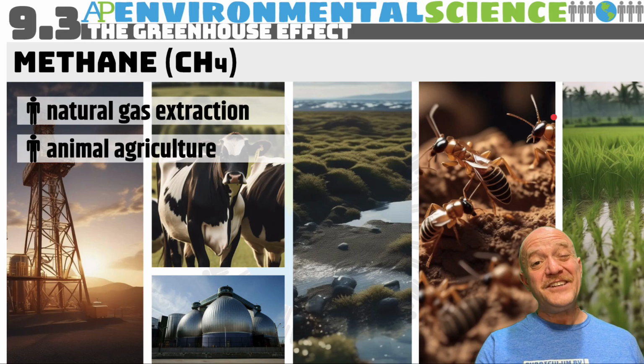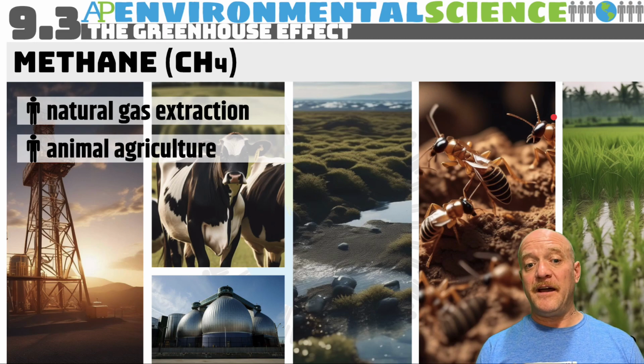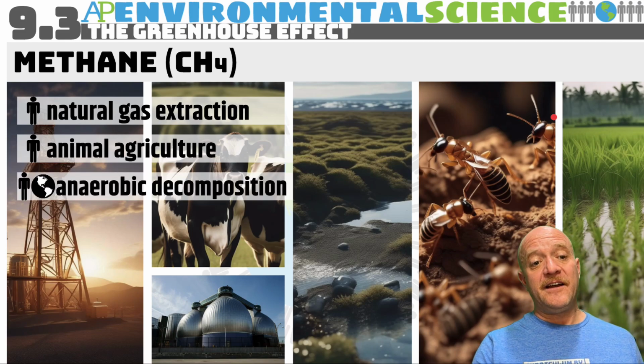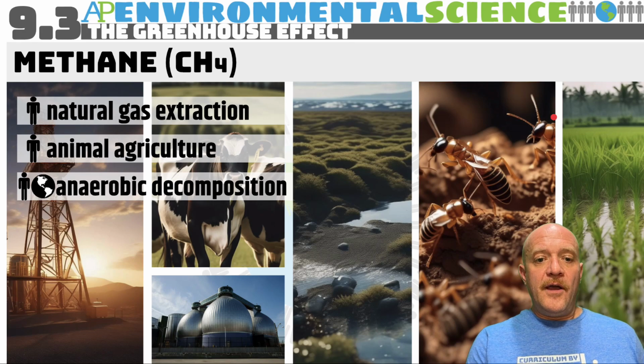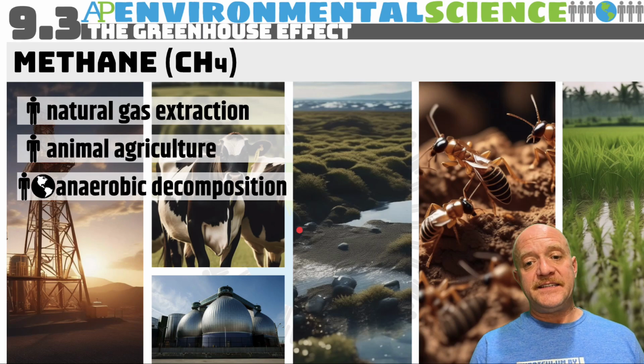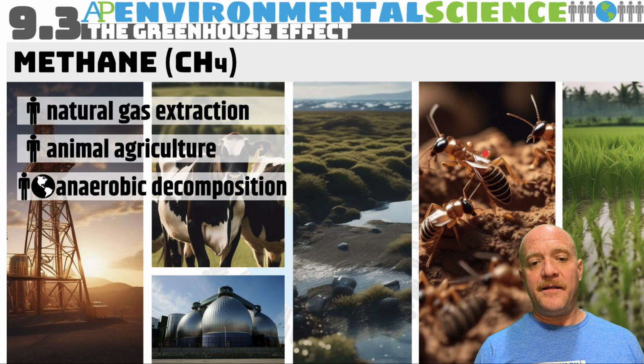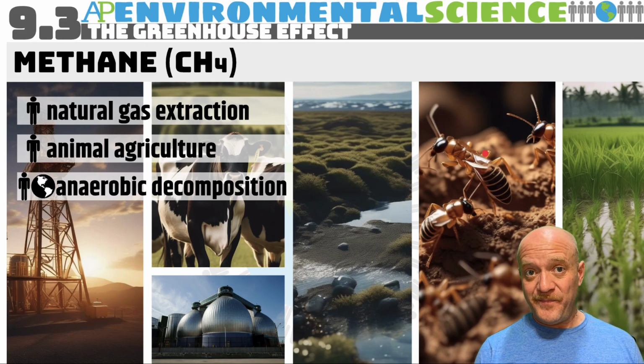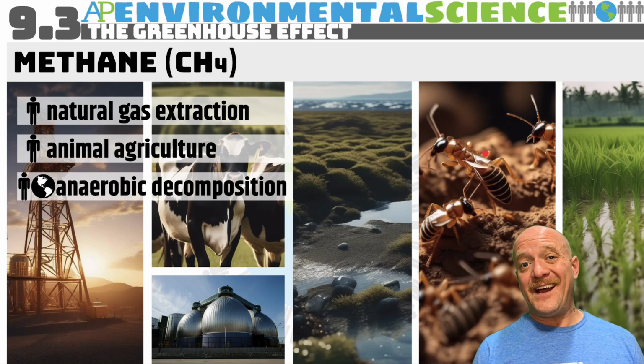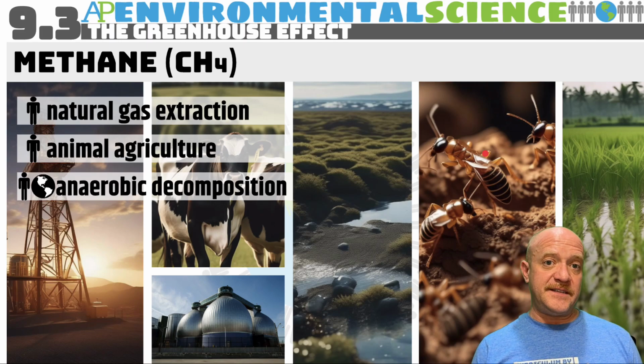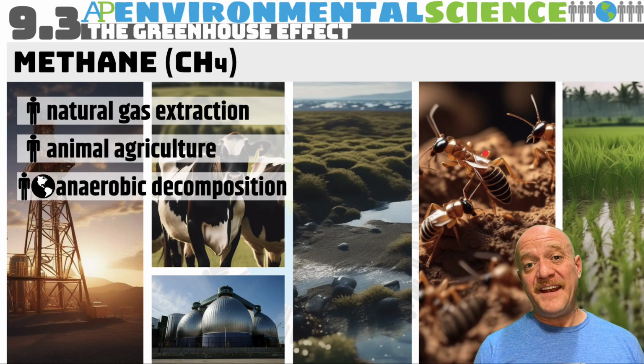Another major source is animal agriculture, especially cows, because cows belch and fart and they have methane building up. We also have anaerobic decomposition. So technically, all of these images are showing anaerobic decomposition. Inside the cow's gut, inside the termite's gut, they cannot digest the materials that they are eating. And anaerobic decomposition occurs because bacteria are breaking down this organic material, the grass or the wood. They're breaking it down in the guts of these animals, and in the absence of oxygen, methane is a byproduct.